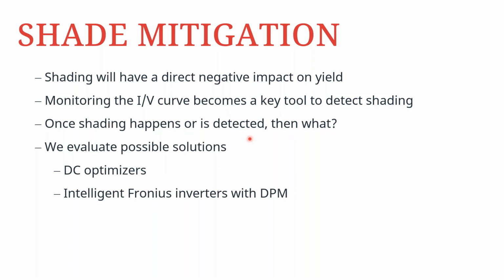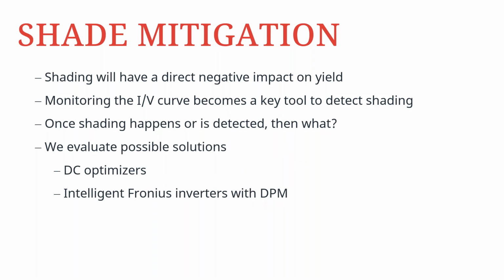Shading will have an effect on the IV curve, and therefore it becomes very important to monitor the IV curve to detect shading when it happens. Once the shade is detected, something needs to be done to correct the performance of the DC production. The possible solutions that we are discussing today are DC optimizers, but also to focus more on the integration of an extra MPPT algorithm within the Fronius string inverters, which is the Dynamic Peak Manager, which we will abbreviate here as the DPM.